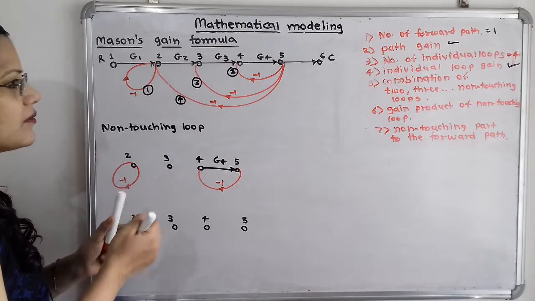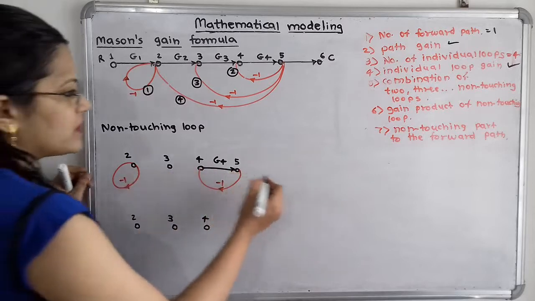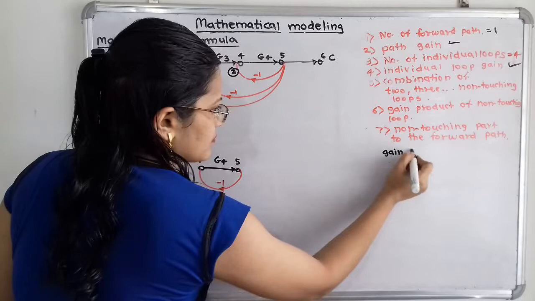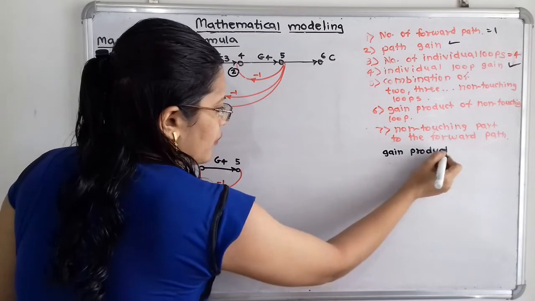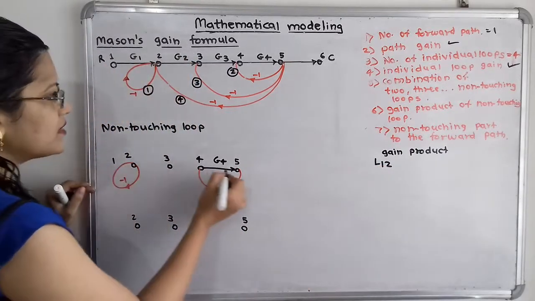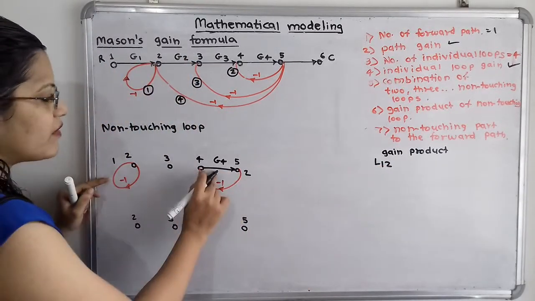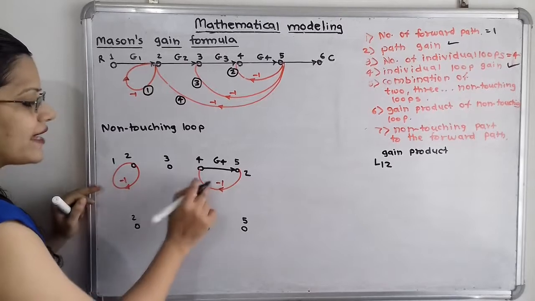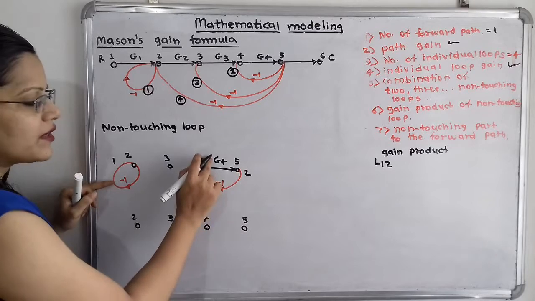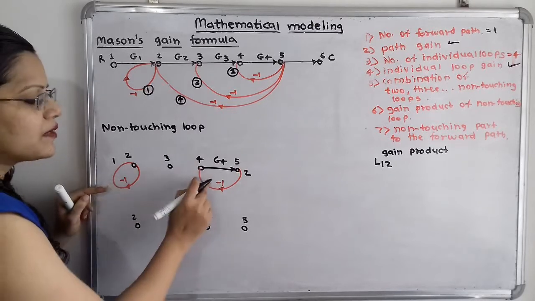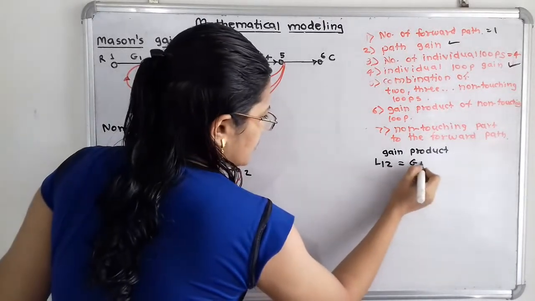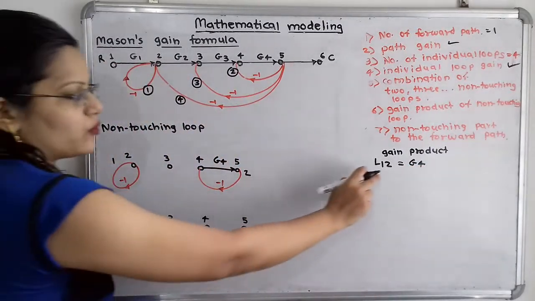So what is the gain product for this loop? So I will write here gain product. So for this combination, gain product L12, this is the loop 1, this is the loop 2. So L12 is equal to, we have to take the product of all the gains, that is -1 and -G4. So -1 multiplied by -1, that is 1, multiplied by G4, that is equal to G4. So this is the gain product.